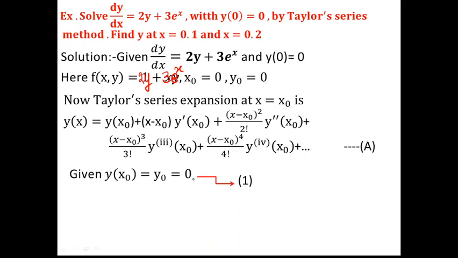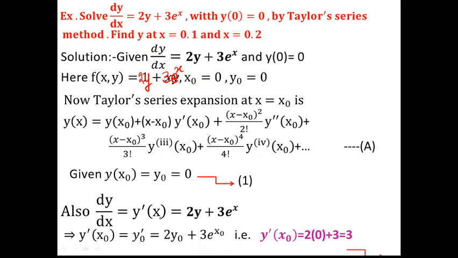So y naught is given as 0 in the problem itself. y dash is given as 2y plus 3 e raised to x. What will be its value at y naught? So y dash at x naught, which is y naught dash, equals 2 y naught plus 3 e raised to power x naught. Now when we put y naught and x naught here, 2 y naught is 0, so 0 plus 3 e raised to power 0. e raised to power 0 is nothing but 1, right? Remember here the value of e raised to power 0 is 1. So that's why it is 3 into 1, that gives me 3. Okay, so the first derivative is 3.